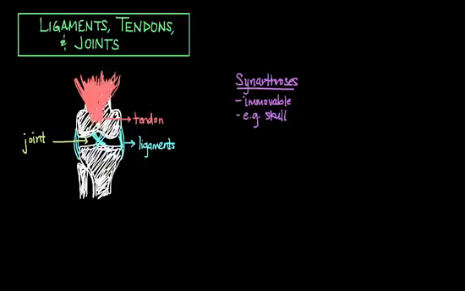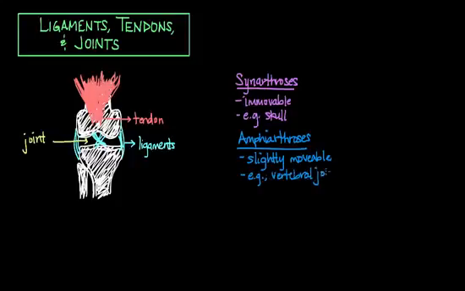The next type of joint is called an amphiarthrosis. Amphi meaning it's both stiff but also slightly movable. And an example of amphiarthroses would be your vertebral joints.